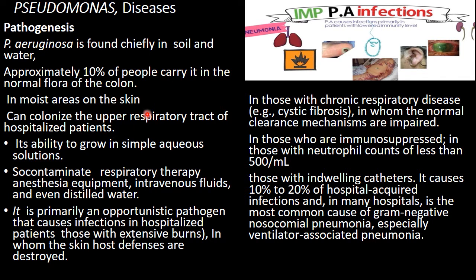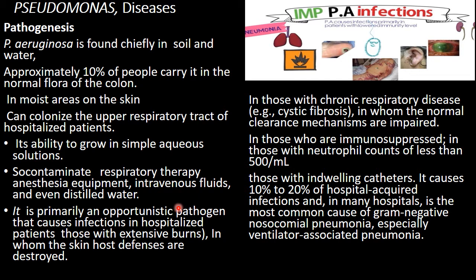This bacterium is very common in the hospital environment, and it causes nosocomial infection, or hospital acquired infection. The reason is that this organism has the ability to grow in water, soil, and hospital equipment, especially intravenous catheters, intravenous fluids, anesthesia equipment, and catheters. Due to this, this organism is the leading cause of nosocomial infection. A very important property of this organism is that it is an opportunistic pathogen.